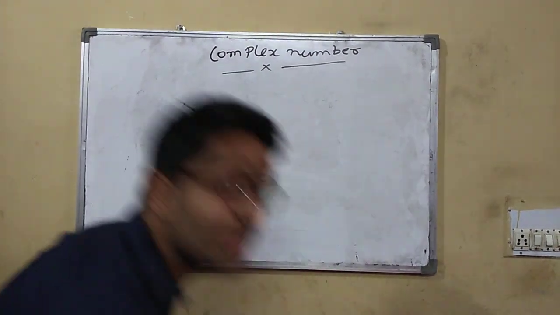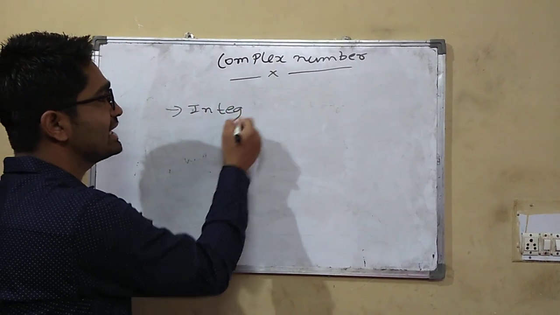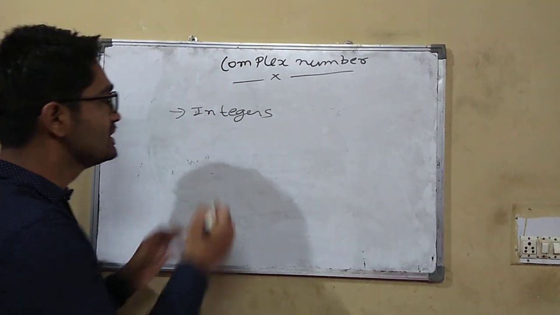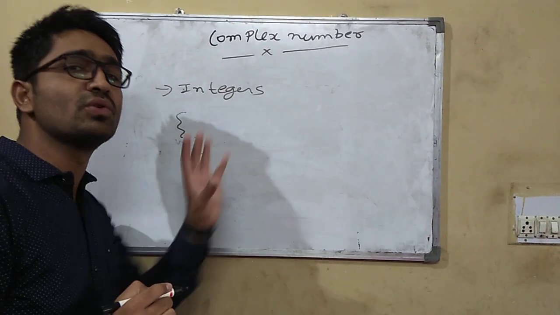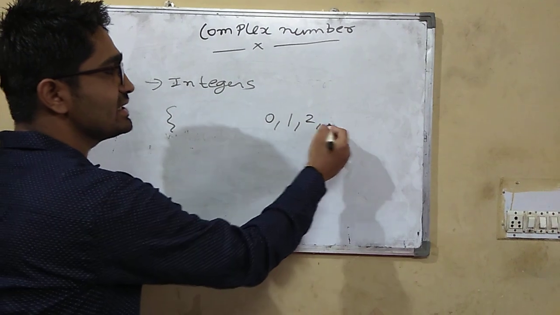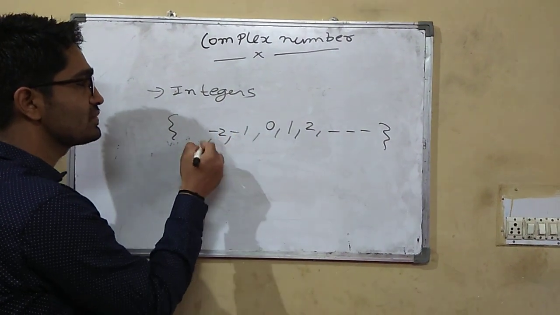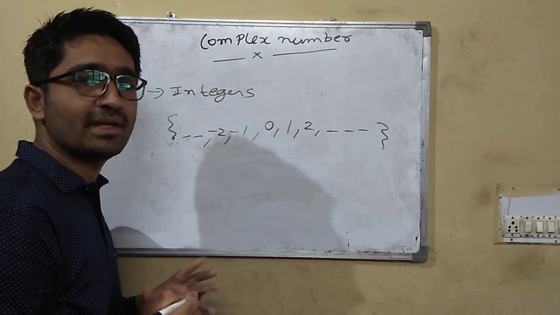Now if I come to the integers, what are integers? If negative numbers are added to the whole numbers, like whole numbers were 0, 1, 2, and if I add negative numbers also, -1, -2, then that becomes integers.